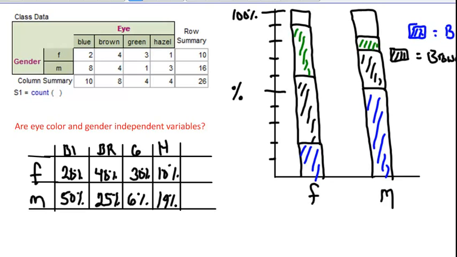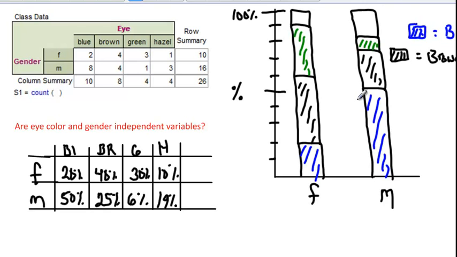green and hazel. So finally, we're asked, are these two variables independent? So if they were independent, it really wouldn't matter if we're looking at the females or the males. We would expect the distribution for eye color to be the same across females and males. But by looking at the segmented bar graph, I can easily see that these are not the same distribution.